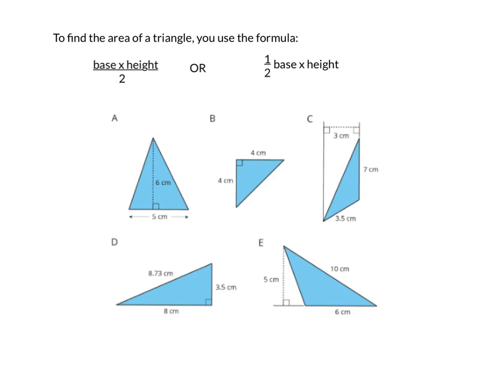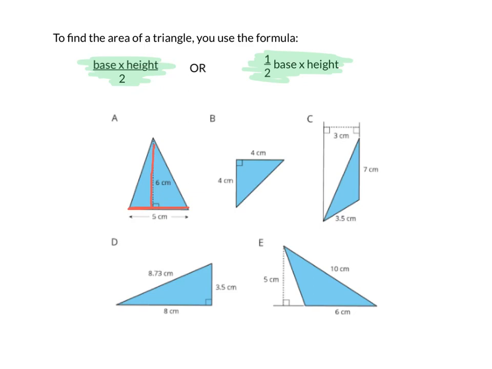To find the area of a triangle, use the formula base times height divided by 2, or the same idea, 1/2 base times height. So when I was looking at your work, a lot of people made mistakes finding the area of the triangle. So we're going to look at that first. So the base of the triangle and the height of the triangle are the two sides that would create the right angle. So in the triangle for A, this would be the base and this would be the height.